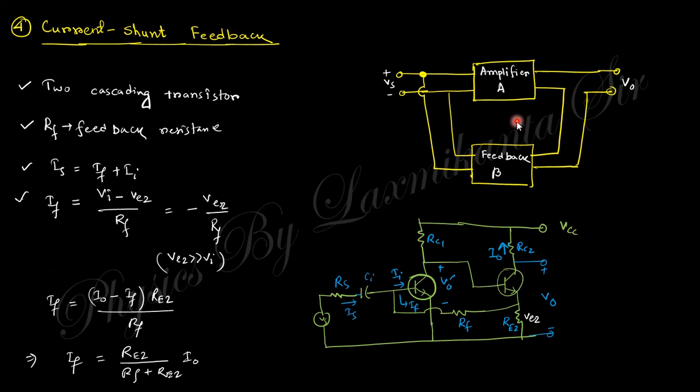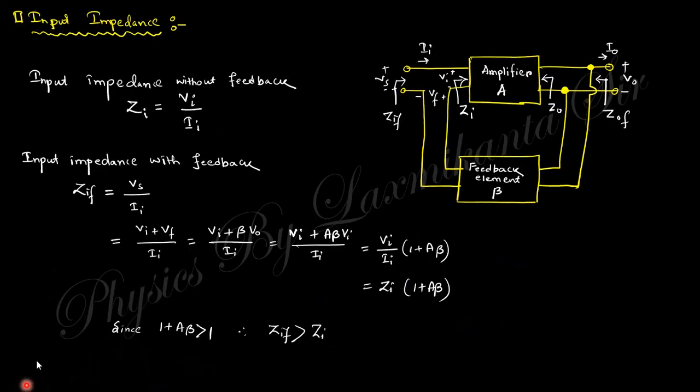And the fourth one is the current shunt. This is the current connected in the parallel condition, in a shunt. So this will be the two cascading transistors. The output is connected with the input of another transistor. So finally you can see this is the IF equal to like that.